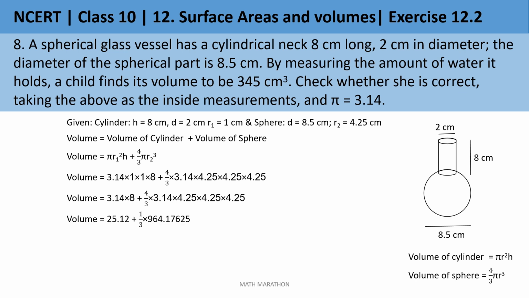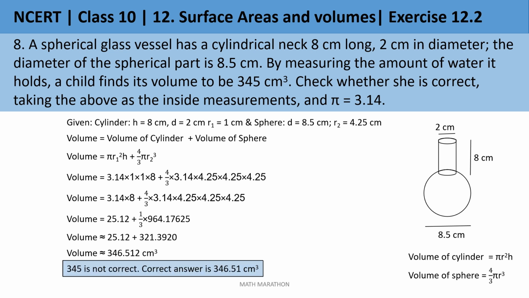Volume is approximately equal to 25.12 plus 321.39. Volume is approximately equal to 346.512 centimeter cube. So, 345 is not correct. Correct answer is 346.51 centimeter cube.